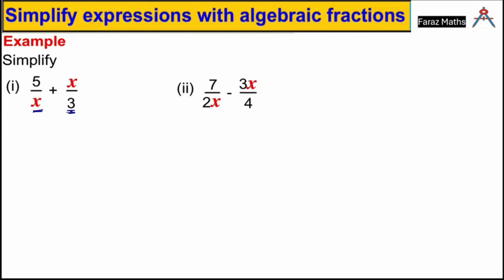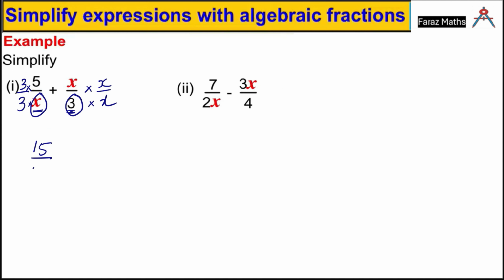Because the second denominator is 3, we multiply the first fraction by 3 over 3, and because the first denominator is x, we multiply the second fraction by x over x to make the denominators the same. Remember one thing, why are we doing all this? Because we want to make the denominators the same.